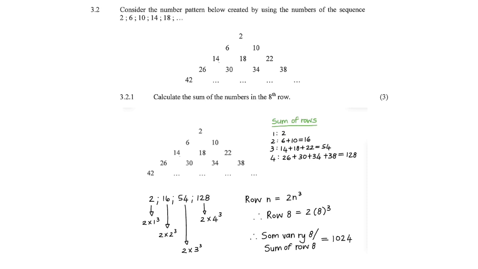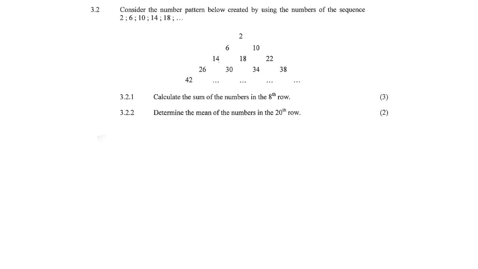Now let's take a look at the mark allocation. You will get 1 mark for determining the general term 2n cubed. You will get 1 mark for the correct substitution, and you will get 1 mark for the correct answer, 1024. Let's take a look at question 3.2.2. Determine the mean of the numbers in the 20th row. Now remember, to calculate the mean, we take the sum of all the values and then we divide it by the number of values. So let's determine the sum of the 20th row values.